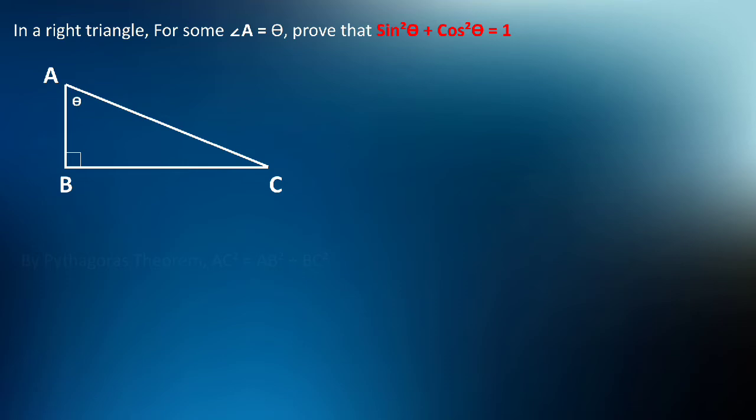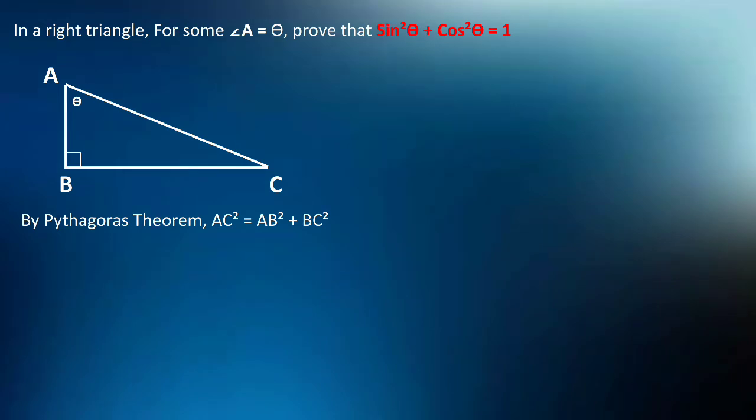Now by Pythagoras theorem, I can write AC square is equal to AB square plus BC square. That is the Pythagoras theorem. If you have not watched videos on Pythagoras theorem, I'll link it down in the description box. It's part of the triangles chapter. It says that hypotenuse square is equal to the sum of the squares of the other two sides.